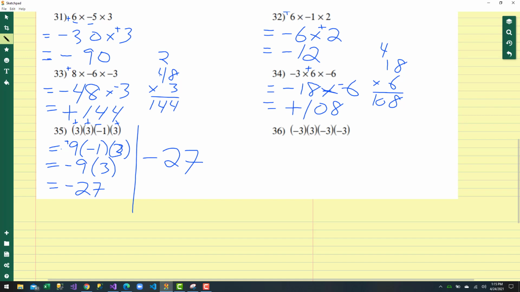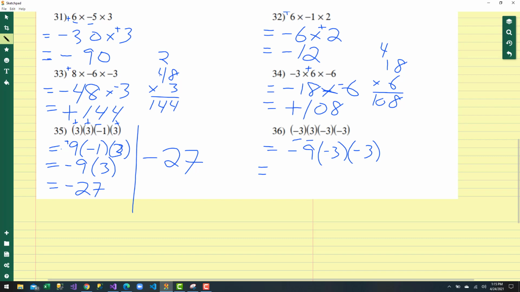Let's move on to number 36 here. All right, we have a negative times a positive. So these two, look at these two. We have negative times positive. That's a negative, right? Opposite signs. 3 times 3 is 9. And then I copy the rest of it. Negative 3, negative 3. And now, negative 9 times a negative 3.